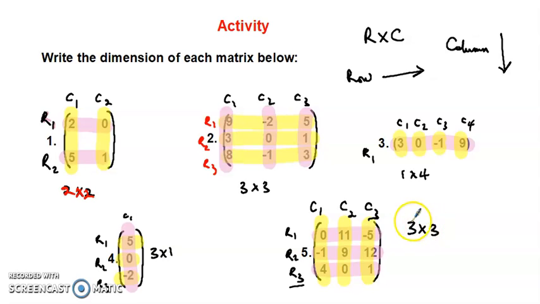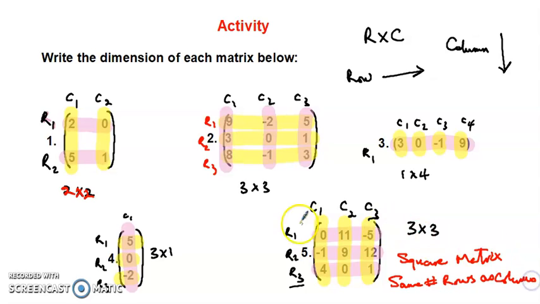And whenever you have the same number of rows as the number of columns, we refer to the matrix as a square matrix. So same number of rows as columns. So this that has 2 rows and 2 columns, this is also a square matrix. 3 rows and 3 columns, square matrix.